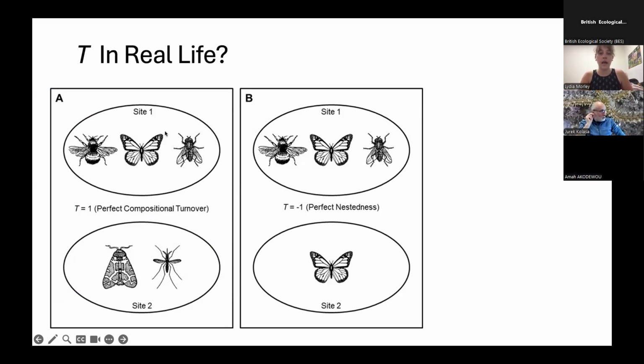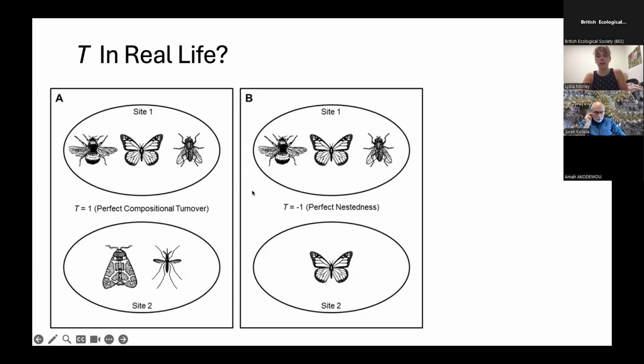So if we look at orchid A, it has a T-score of 1. This means that there is perfect compositional turnover. In other words, orchid A is likely to associate with unique and separate sets of species in different parts of its range. So it's likely to engage in frequent host switching. Gene flow between populations might be highly structured. As you can see between site 1 and site 2, there's no shared species to mediate gene flow between the sites among this orchid's range.